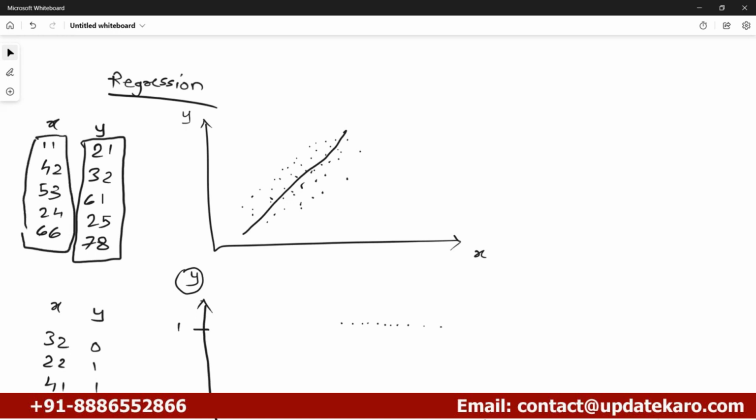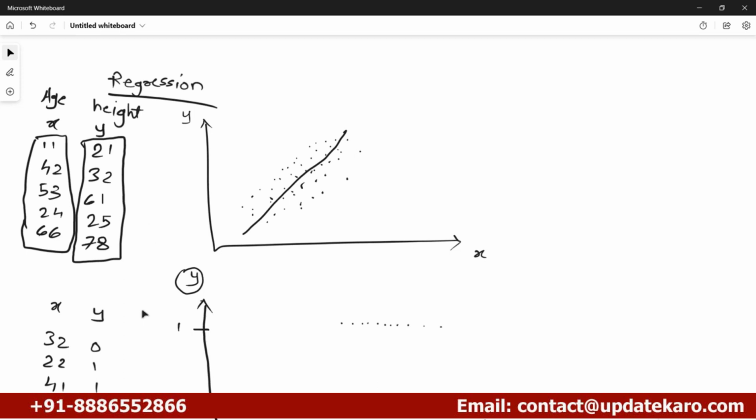Let's say this is my age column, and this is going to be, let's say, the height column. So this is my age and this is my height, both are continuous ones. So you will see the data like this, right?